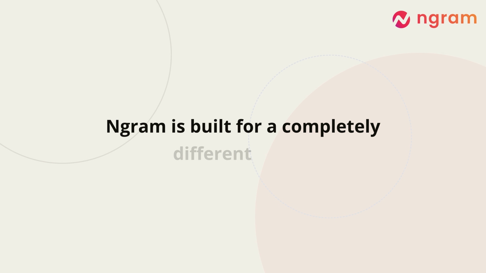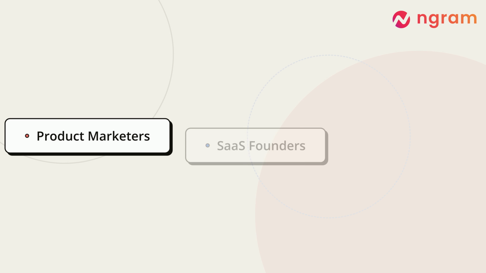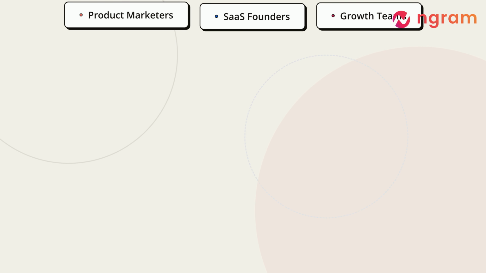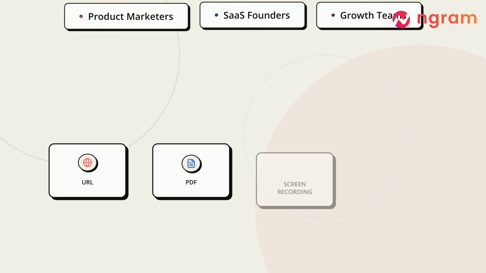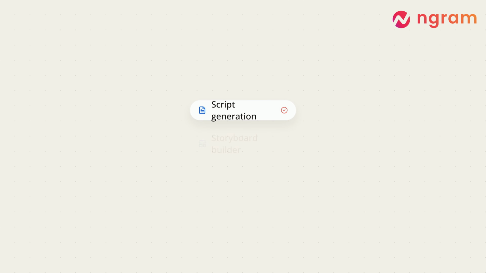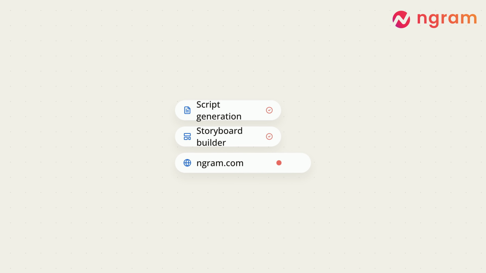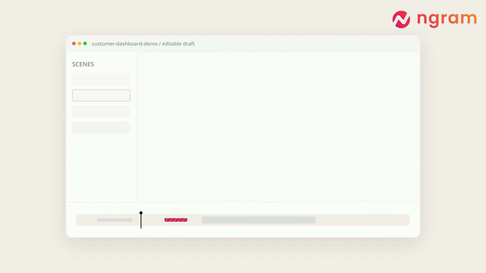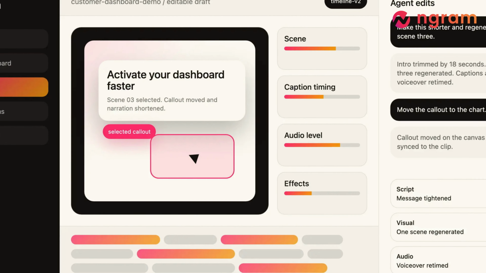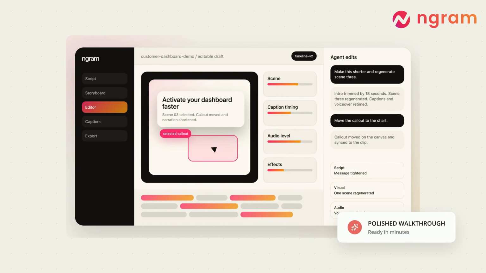Ngram is built for a completely different buyer. Product marketers, SaaS founders, growth teams. You start from whatever you already have, a URL, a PDF, a screen recording, or just a plain description. Ngram writes the script, builds the storyboard, applies your brand kit from your website URL automatically, and generates the video. For product demos specifically, Ngram adds cursor smoothing, click emphasis, dead air trimming, and smart zooms automatically, turning a rough screen recording into a polished walkthrough in minutes.